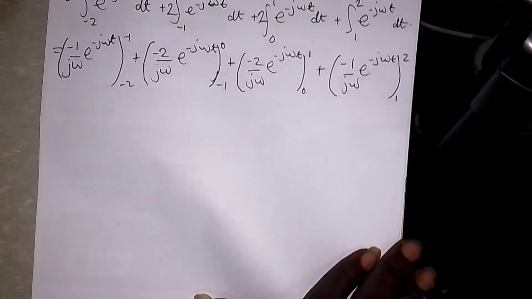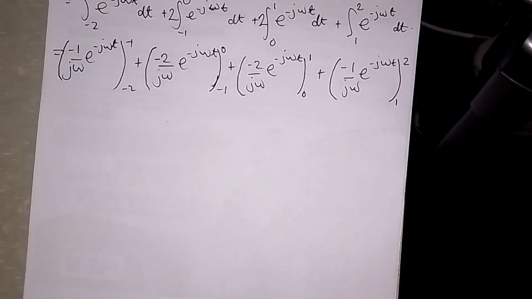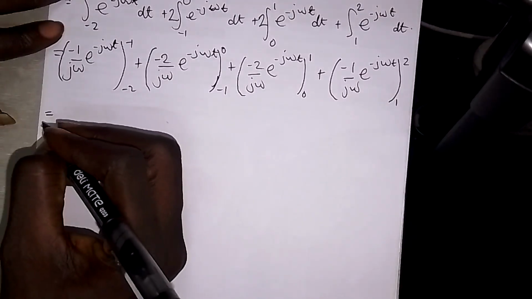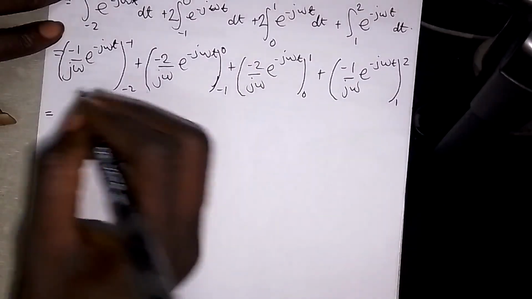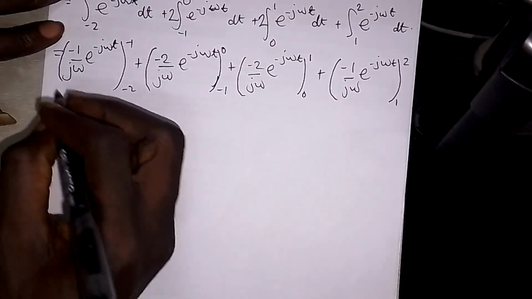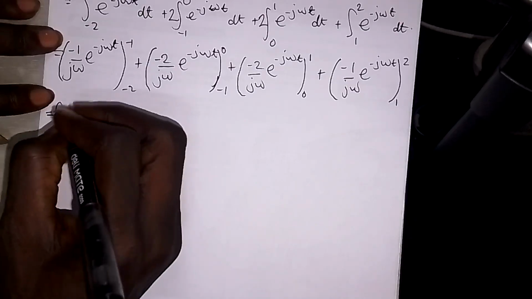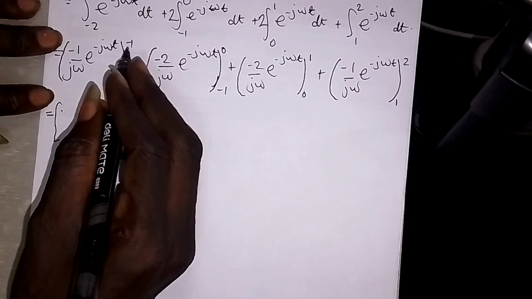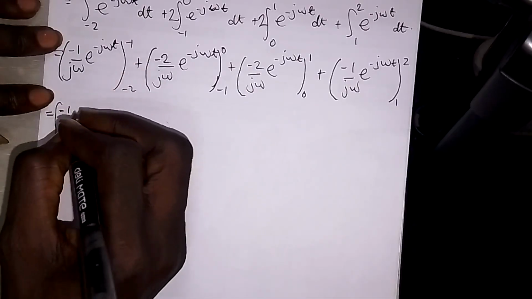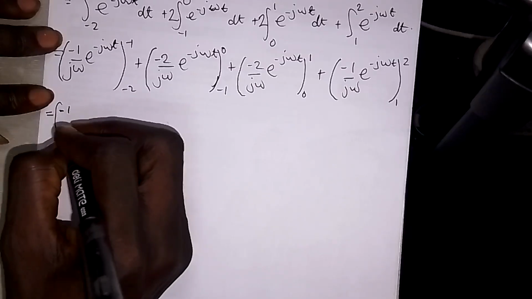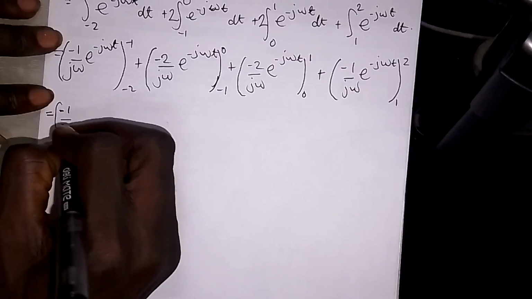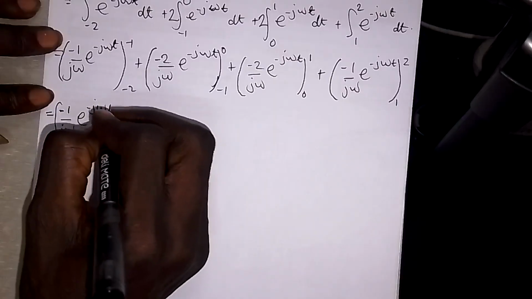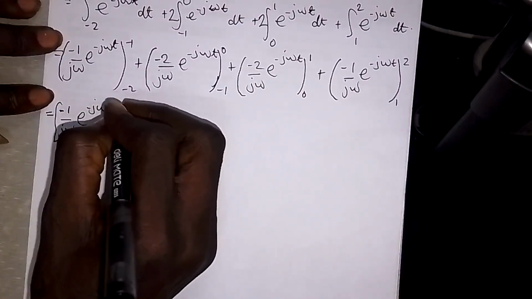So now moving on from there, I'm going to introduce the limits. I'll take the upper limits first. If I introduce the upper limits, I'll have minus 1 into minus 1 over j omega, into e exponent minus j omega, omega minus 1 here.